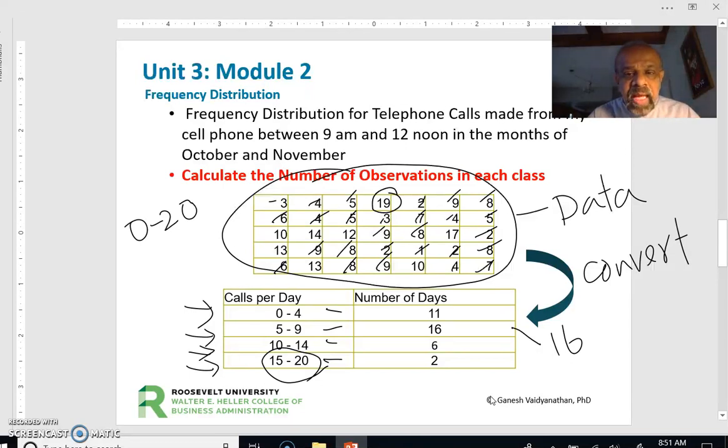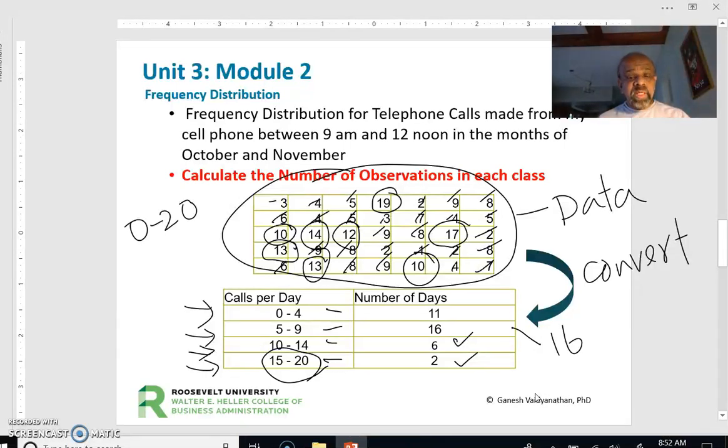15 to 20, there are 2 here, and those are the only 2 I have, so that's why I have this 2. Let's take 10 to 14. I don't have anything in my first column or my second column. In the third column, I have 3 numbers which are between 10 to 14. In my fourth column, I have the fourth one, and in my fifth column, I have 13 and my 10 here. So I have 6 in my 10 to 14, and therefore the number of days is 6.